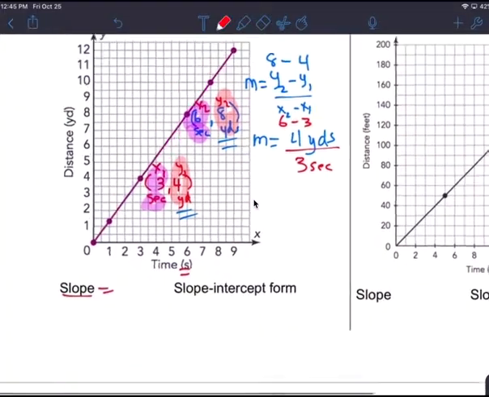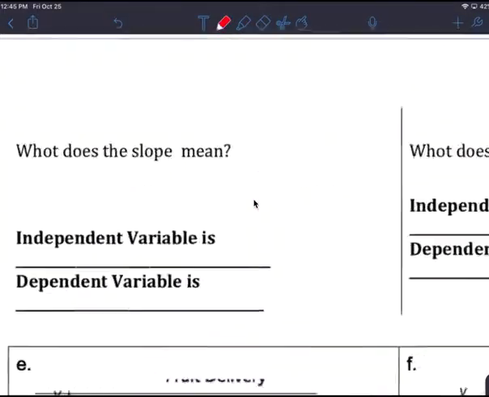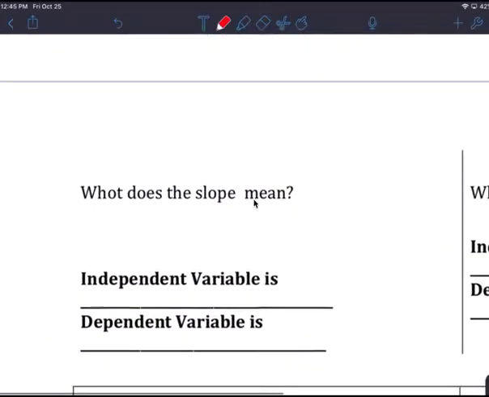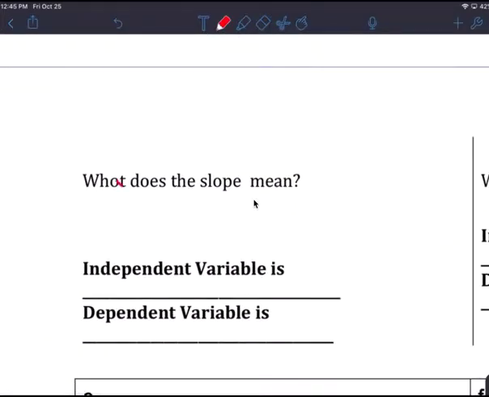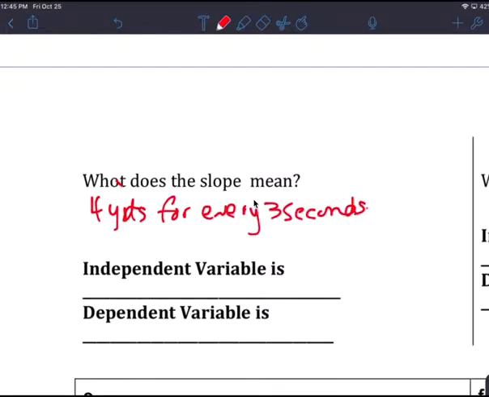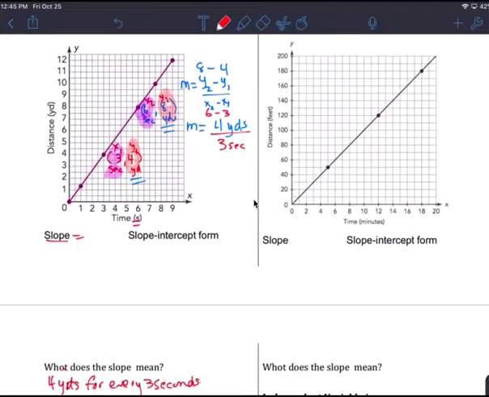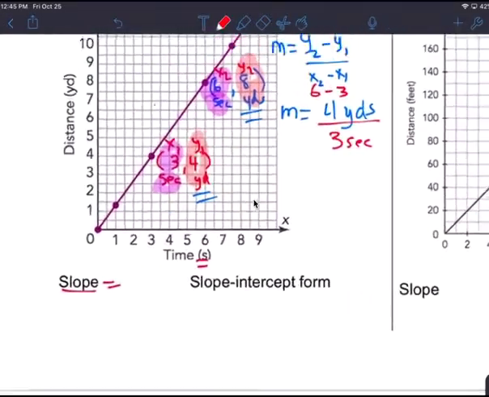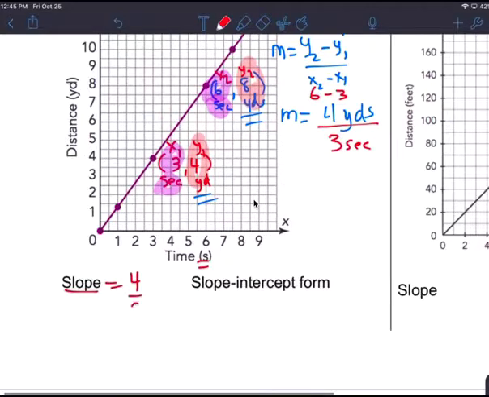So what does your slope mean? 4 yards every 3 seconds. 4 yards for every 3 seconds. All right, your slope then is 4 over 3. That's also identified as m.